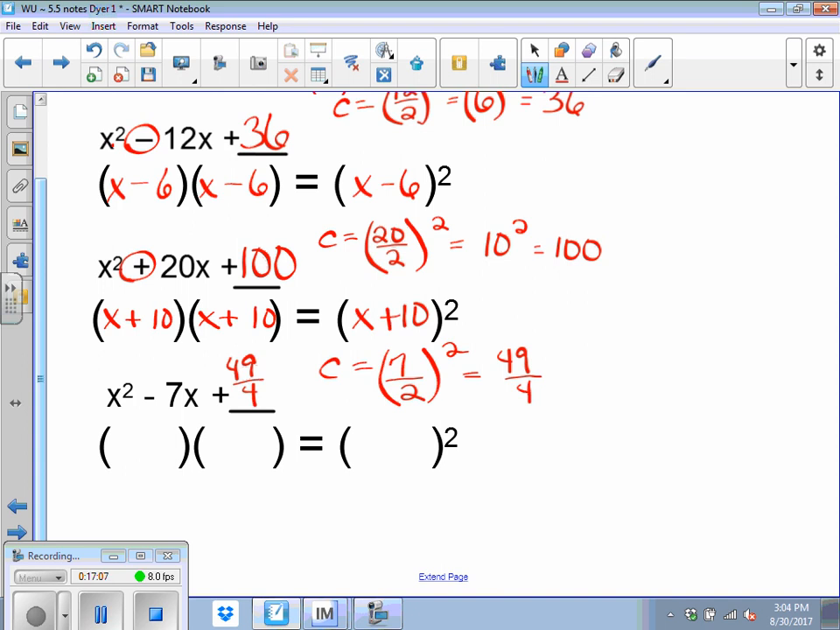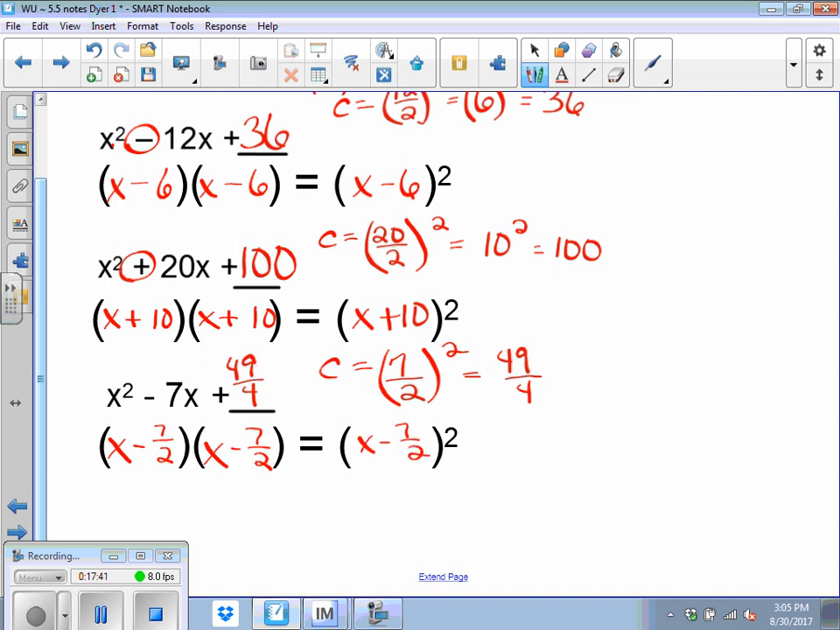Alright. My first terms, again, are going to be x and x. What's my last term going to be? Just leave it as a fraction. 7 over 2. It's just going to be 7 over 2. Remember? It's this term divided by 2. That's it. And what do my signs have to be? They both have to be negative.